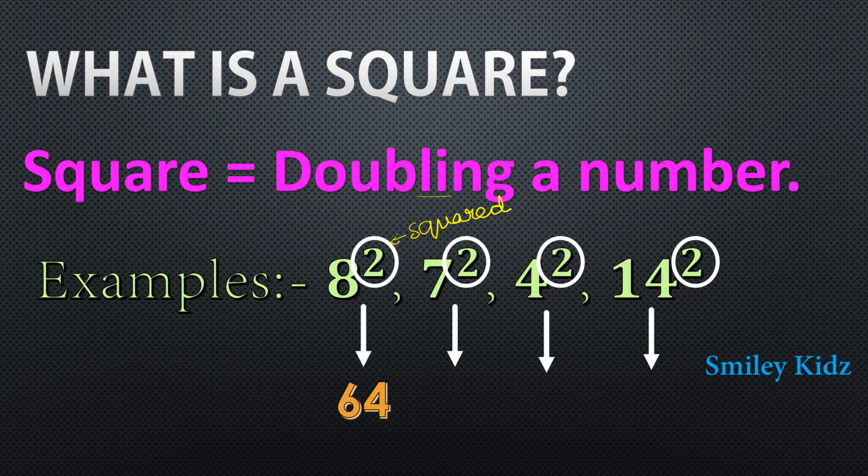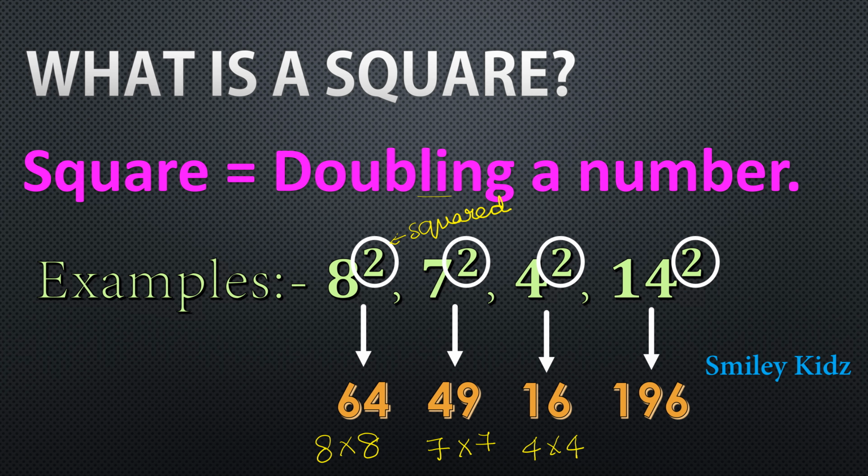8 square means 8 multiplied by 8, that is equal to 64. 7 square means 7 multiplied by 7, that is equal to 49. 4 square means 4 multiplied by 4, that is equal to 16. And 14 square means 14 multiplied by 14, that is equal to 196.